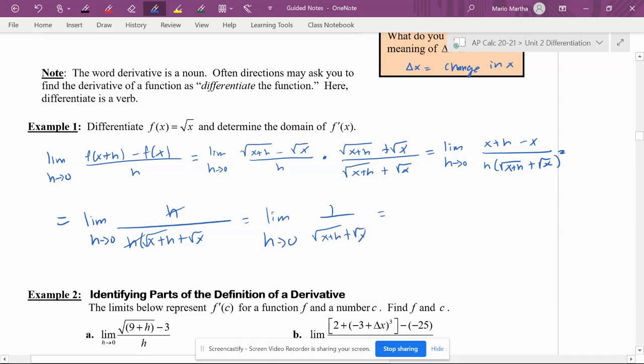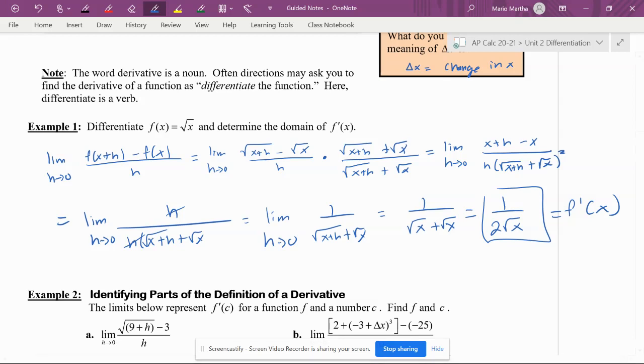If you do direct substitution, you'll see that you have 1 over the square root of x plus the square root of x. And that gives you 1 over 2 root x. So that would be our f prime of x, the derivative at any point of the square root of x function.